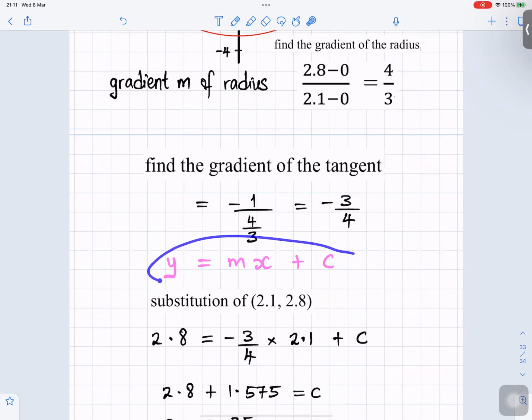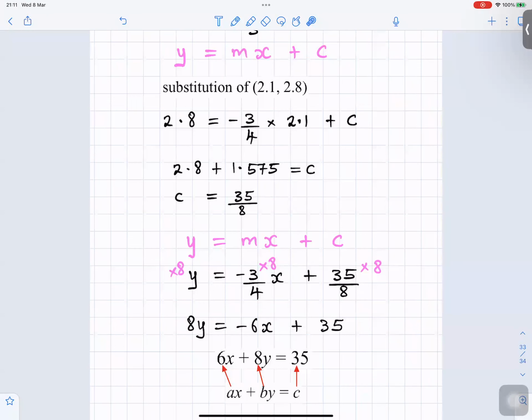So equation of every line is y equals mx plus c. So we know y is 2.8, x is 2.1, and we found m to be minus 3/4. So we now need to find c. We substitute 2.8 equals minus 3/4 times 2.1 plus c, and we find the value for c. And when we rearrange that, we will get the value for c is 35/8. Now we put it all in the equation: y is equal to minus 3/4 x plus 35/8.